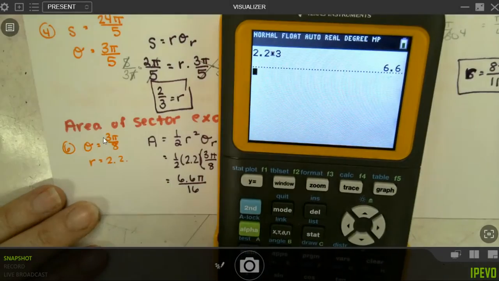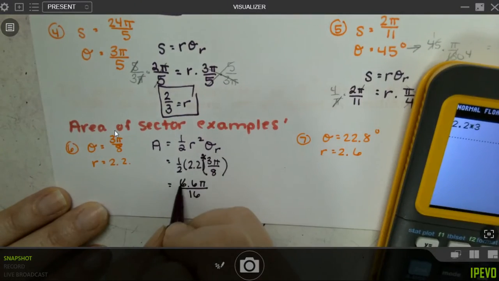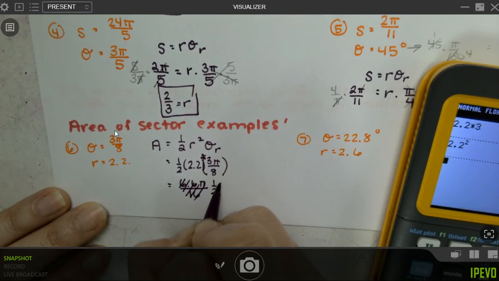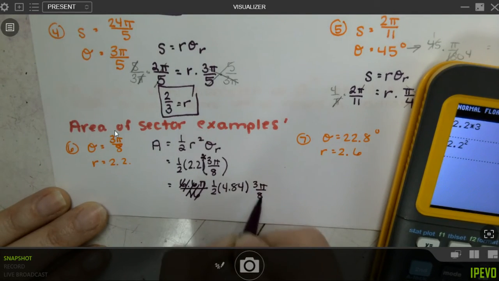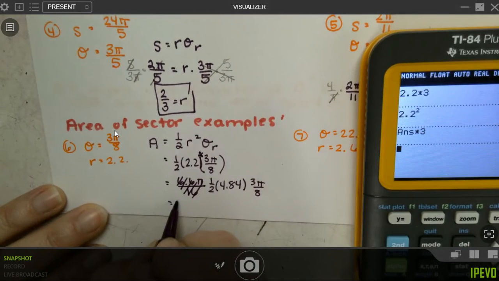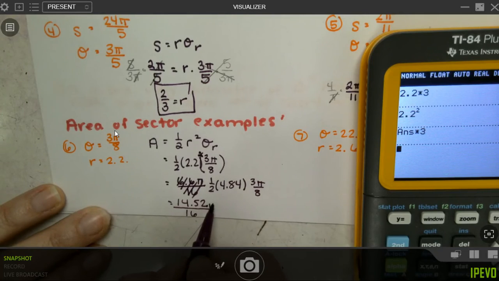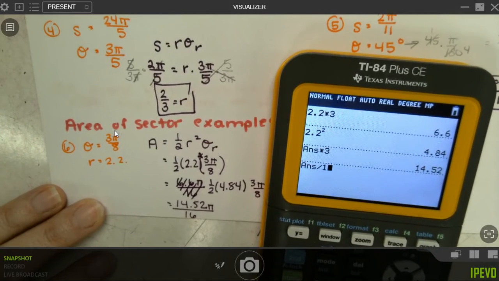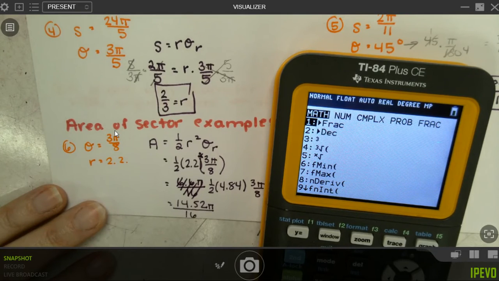So, oh my gosh, guys, I forgot to square this. 2.2 squared is 4.84. So we're doing 1/2 of 4.84 times 3 pi over 8. So 4.84 times 3, 14.52 over 16 with our pi right there. And then I'm going to simplify. So 14.52 divided by 16. In a graphing calculator like this one, you press math, fraction.